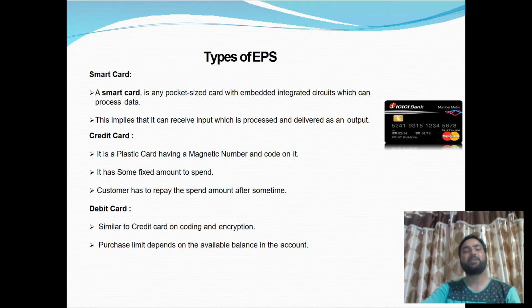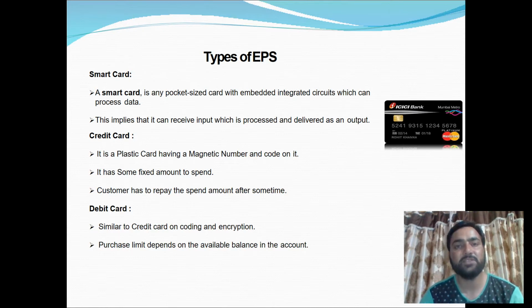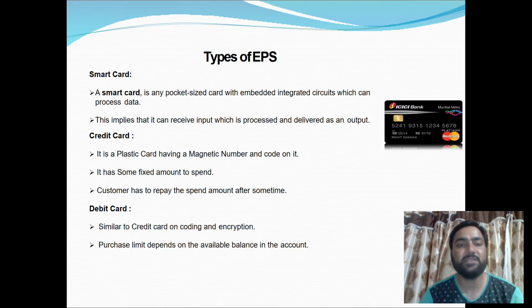Then comes debit card. It is similar to credit card in the form of codings and the encryption. That means it also has the same magnetic strip in which the user's information is stored, and the code, and also other security mechanisms that are used to protect the information from unauthorized access.